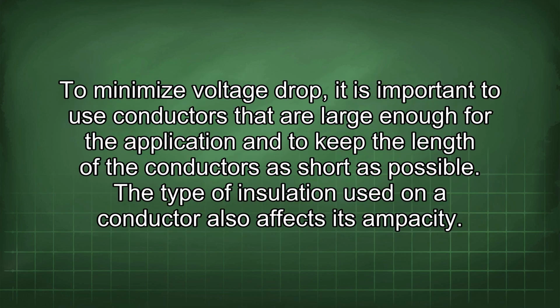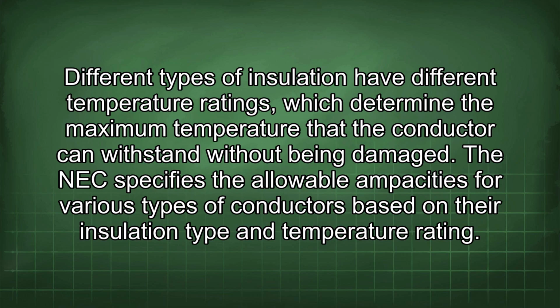To minimize voltage drop, it is important to use conductors that are large enough for the application and to keep the length of the conductors as short as possible. The type of insulation used on a conductor also affects its ampacity. Different types of insulation have different temperature ratings, which determine the maximum temperature that the conductor can withstand without being damaged. The NEC specifies the allowable ampacities for various types of conductors based on their insulation type and temperature rating.